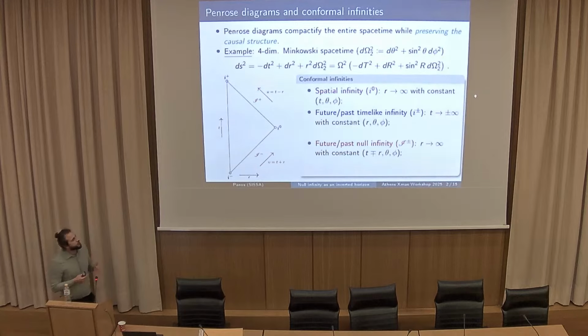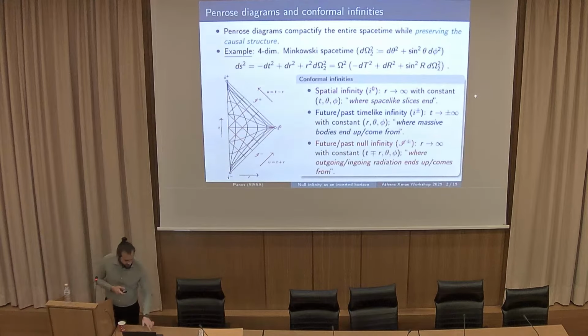Penrose diagrams are essentially a way of compactifying entire space-time onto a finite surface, for example, on a drawing on a piece of paper, which have the characteristic property that they preserve the causal structure. In other words, that light rays propagate at 45 degree straight lines. For example, this is what the Penrose diagram of the four-dimensional Minkowski space-time looks like. It is a half diamond, which is bounded by these five types of conformal infinities. This i+ and i- are the time-like infinities. This i0 is called spatial infinity, and this scri+ and scri- are the null infinities.